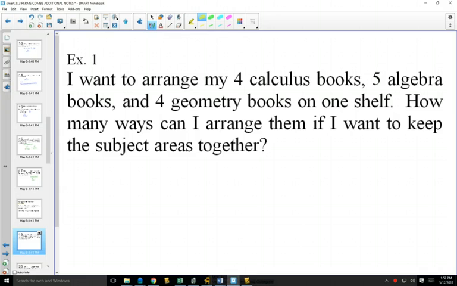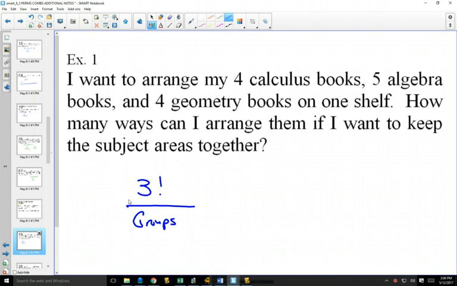And the way that it's done is you always figure out your groups first. So we make one space, one decision. One decision is how many groups do we have? In this case, we have 3 groups because I have calculus books, algebra books, and geometry books. Those are my 3 groups. How many ways could I arrange those 3 groups? My number of choices would be 3 factorial because it would be calculus, algebra, geometry, or calculus, geometry, algebra, and so on and so on.